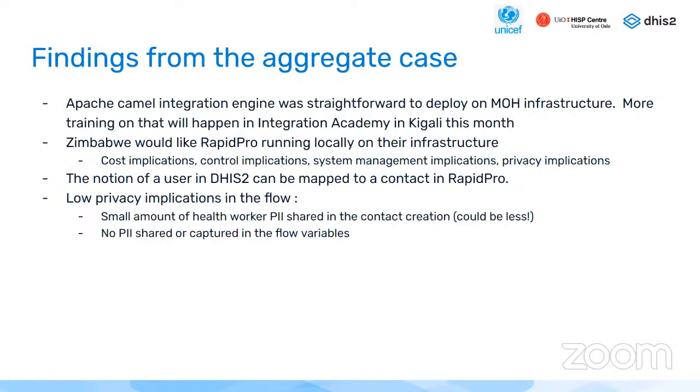The other thing we found, of course, the notion of a user in DHIS2 can be mapped to a contact in RapidPro. The only reason why that's notable is because, in fact, it turns out there's other kinds of things in DHIS2 that could be mapped to a contact that I'll talk about a bit later. Always good to do a privacy impact assessment when you're doing these kinds of projects, because there's always some privacy implications to integration flows. The thing with this one, I guess, is a very small amount of health worker PII is shared in the contact creation. In my view, that could be even less. I can talk a bit about that later. There's no PII shared at all or captured in the flow variables, so no particular concerns there.